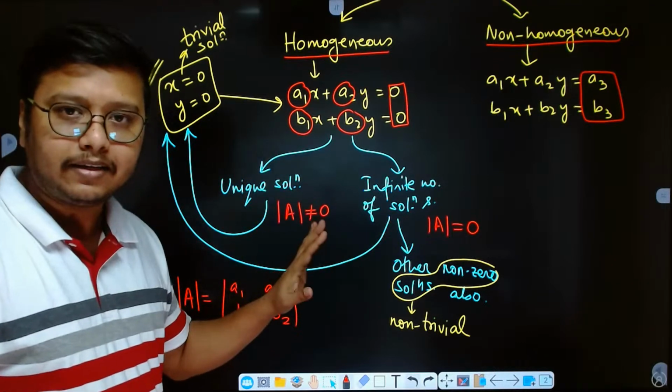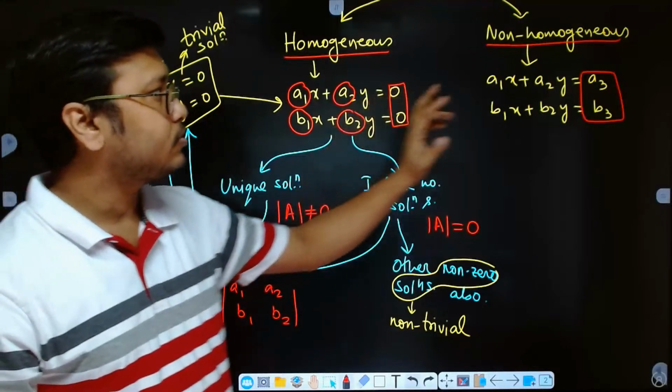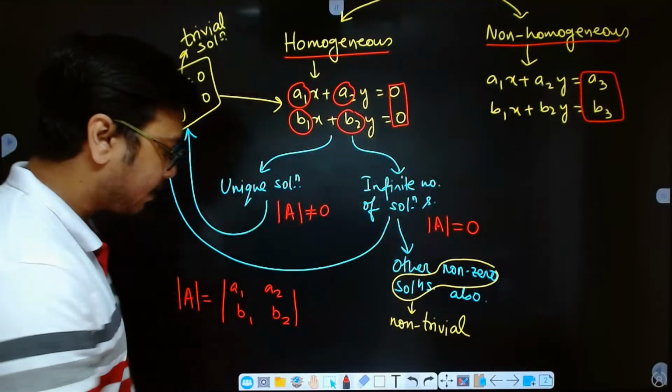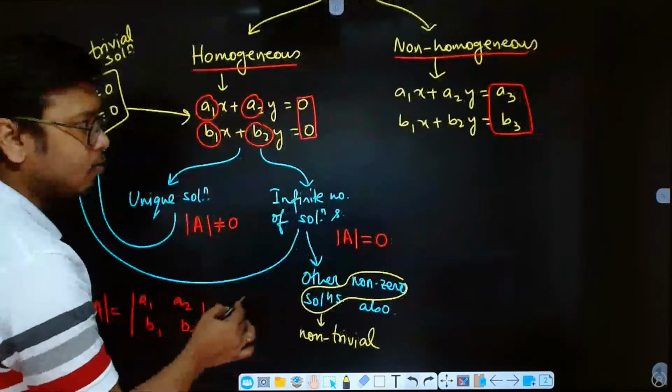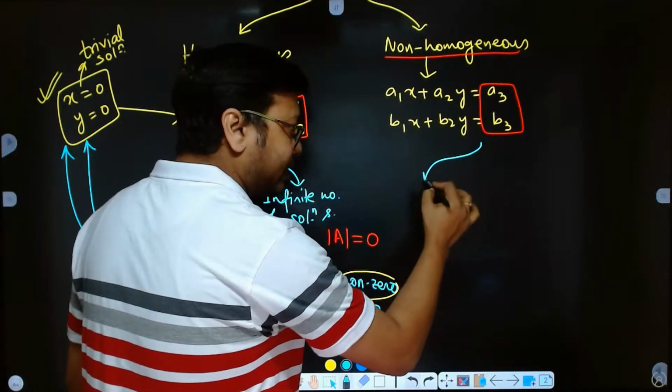This is a simple category. You will not expect questions from here because this is very simple. We are mostly concerned with the non-homogeneous part. So now moving on to the non-homogeneous part. Again, this part I can categorize into 3 categories.